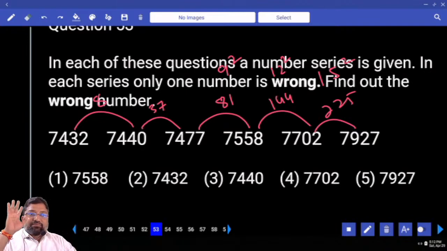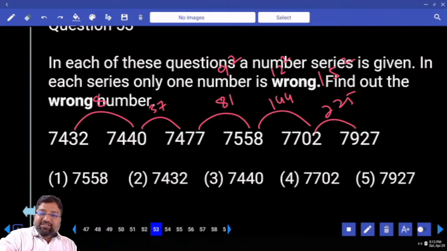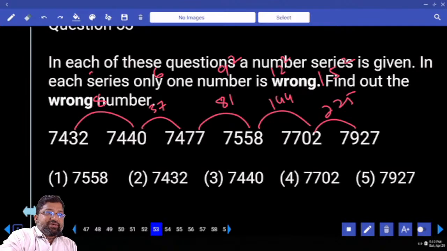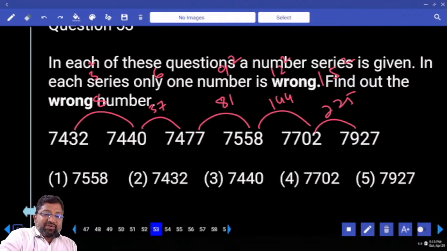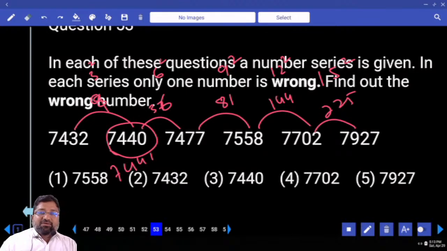Don't worry, don't be scared. First try to get the difference. If you are going for product, go for products. Now 9, 12, 15, this should be 6, this should be 3 square. 3 square is 9, 6 square is 36. How many changes did I make? 2 changes. Which is my wrong number? This is my wrong number. This should have been 7441. Plus 36 is 7477. Any doubts?